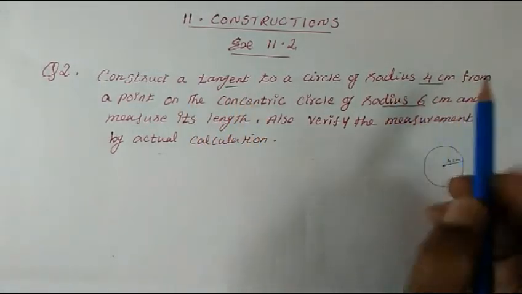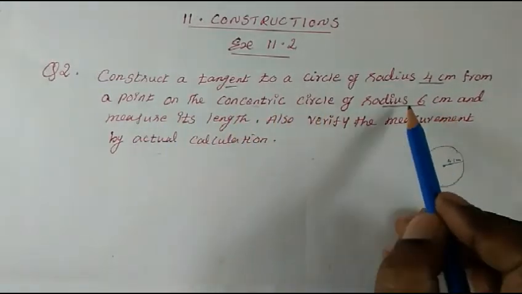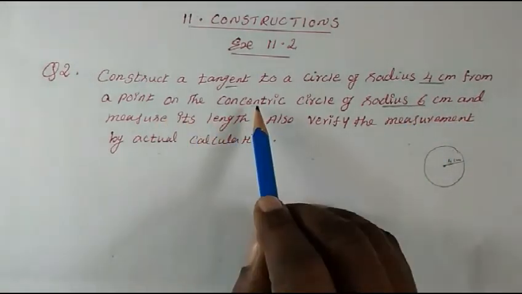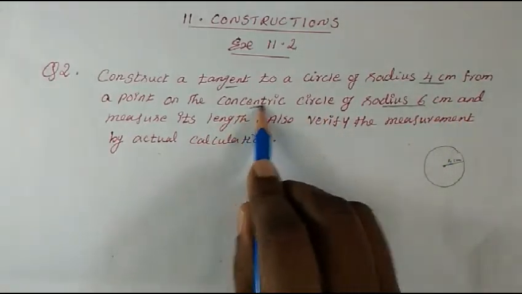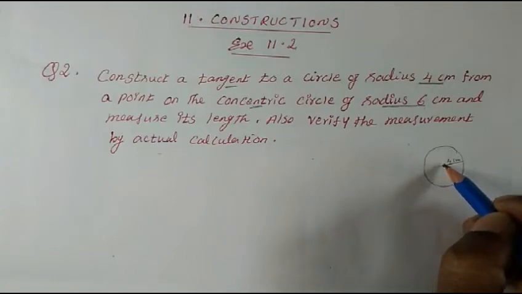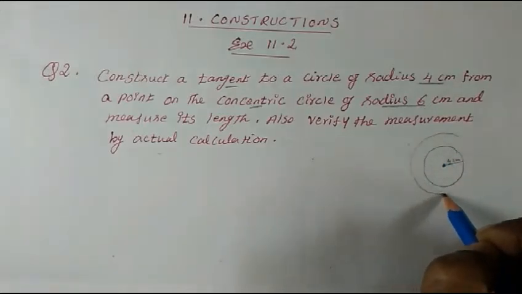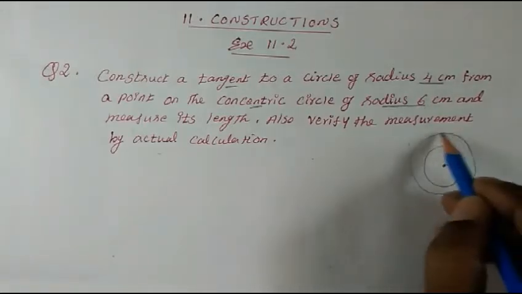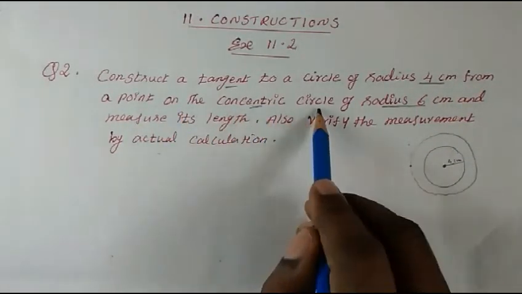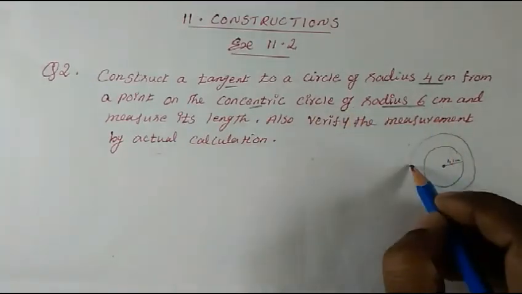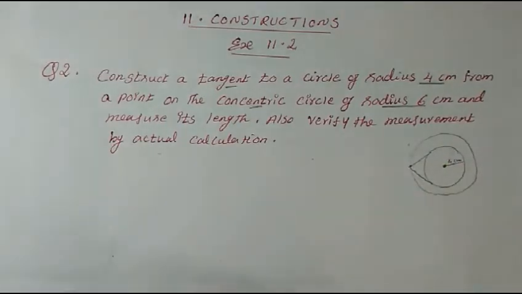But from where? From a point on the concentric circle of radius 6 centimeter. That means that point should be on the concentric circle of radius 6 centimeter. Concentric means one more circle but with the same center. We take 6 centimeter and draw another circle, and on this concentric circle we keep the point. From this point we have to draw the tangent for this small circle. I hope it is clear to you.